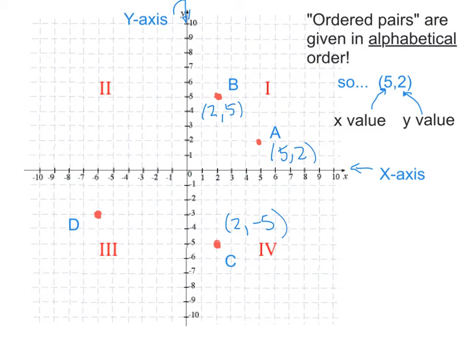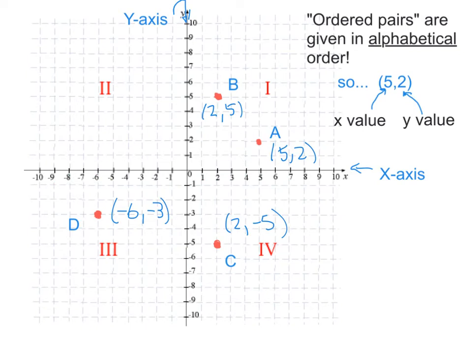And finally, one more point just to get you organized. If we go in the negative direction to start with, we go this way and we're at -6, down 3, that's going to be -6, -3. So point D is -6, -3.